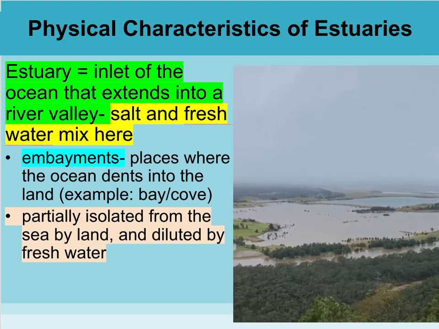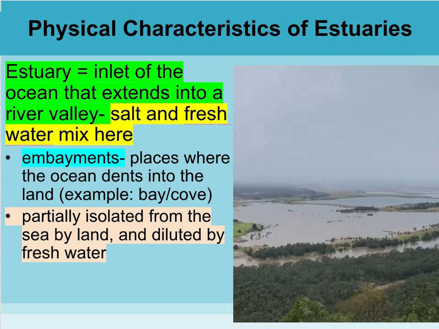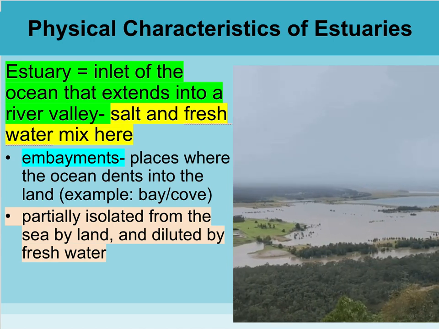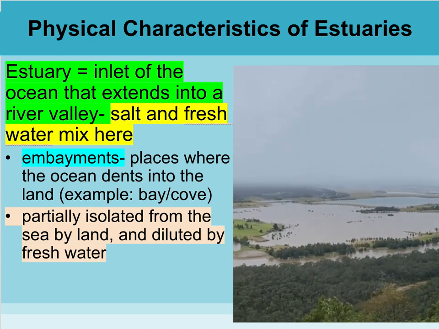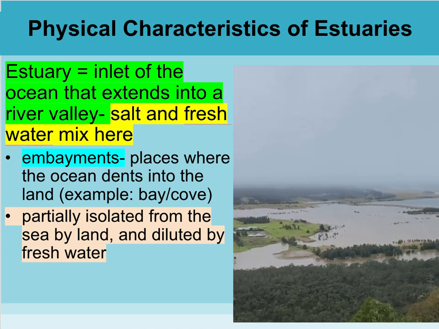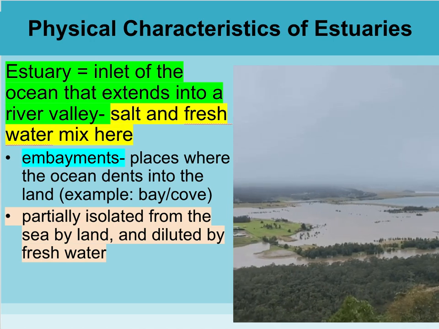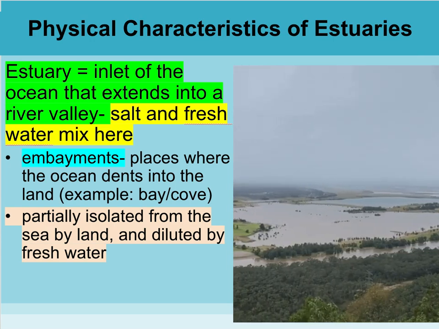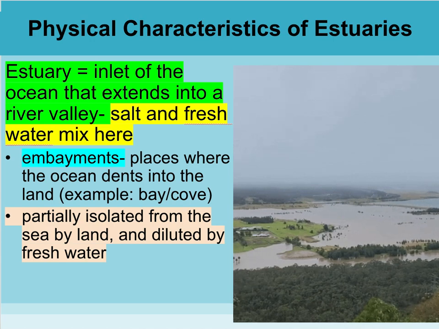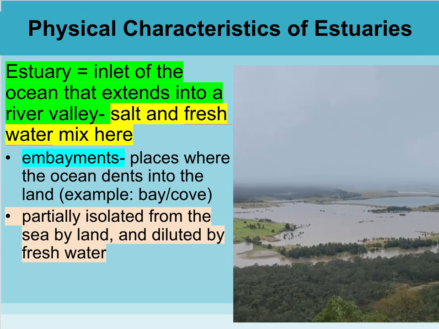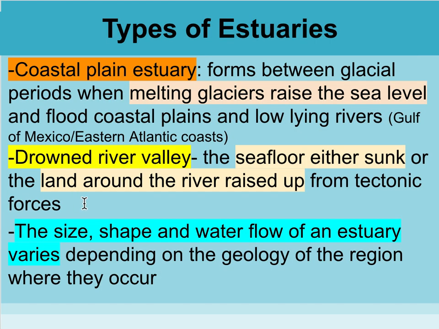So there's different characteristics of estuaries, but basically they are an inlet of the ocean that extends into some kind of river situation. So it's where salt and fresh water tend to mix. The first term that I want you to know here is embayments, which means that there is a bay or cove that is denting into the land. And a lot of times there's estuaries that are partially isolated from the sea by land, and they are spaces that are diluted by fresh water. So we are going to talk about a couple of these in pictures.